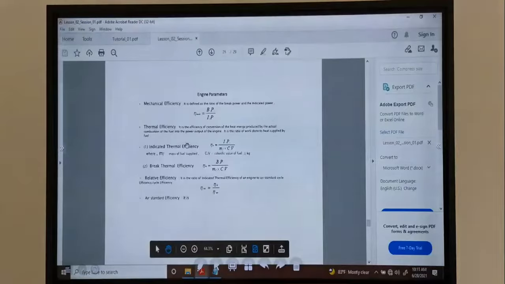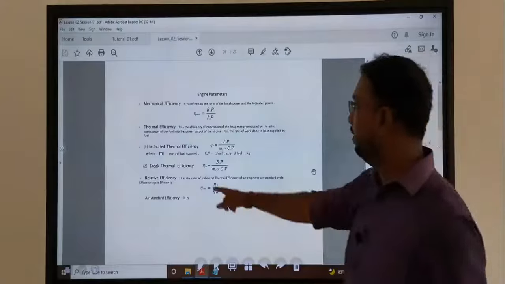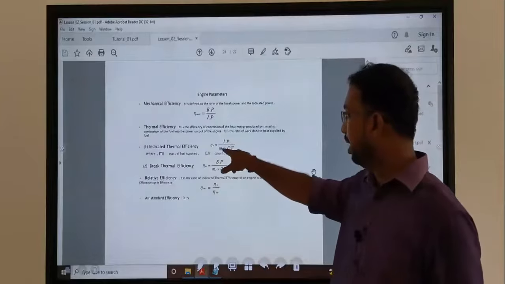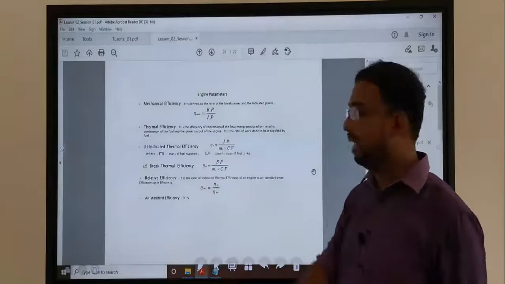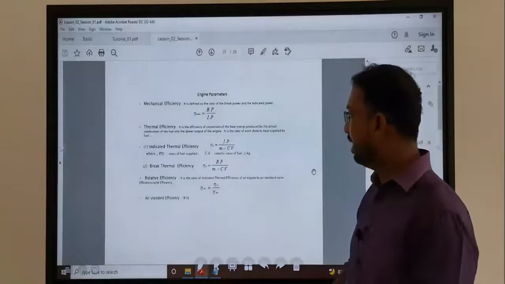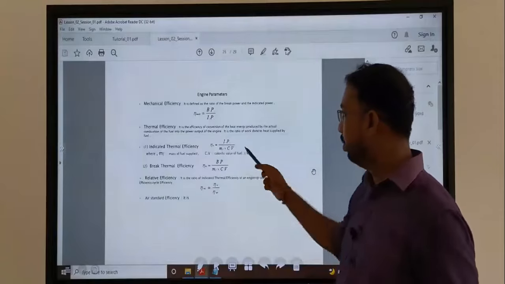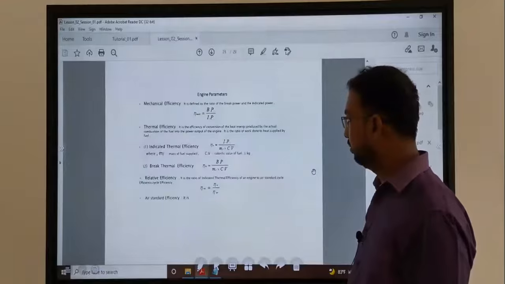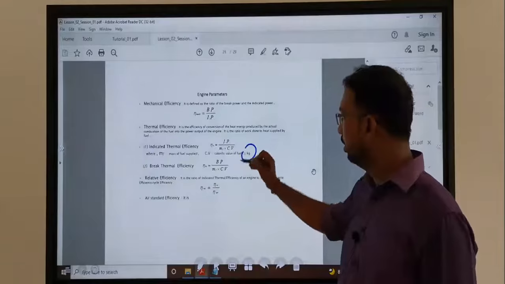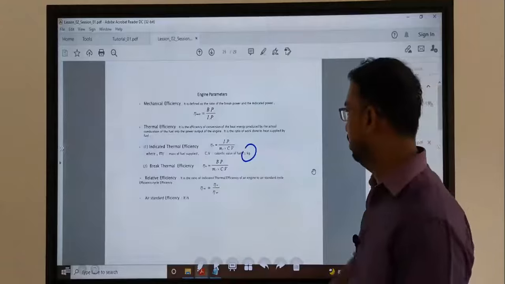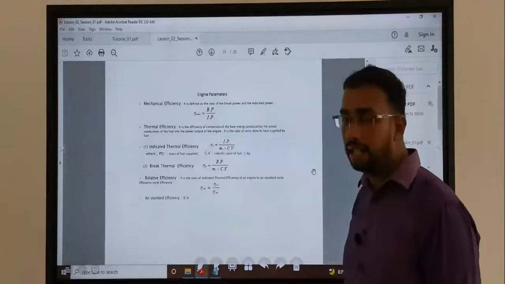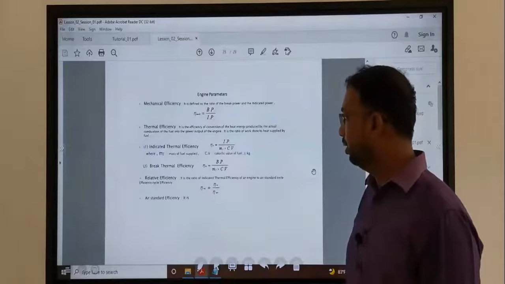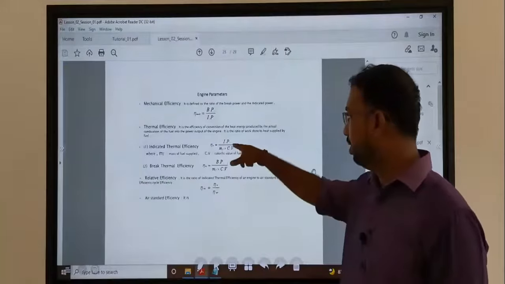Here you can see the second one. Indicated thermal efficiency is IP, indicated power, divided by MF, the mass of fuel supplied, into CV, the calorific value of fuel. The unit of calorific value of fuel is joule per kilogram. So that is IP over MF into CV.